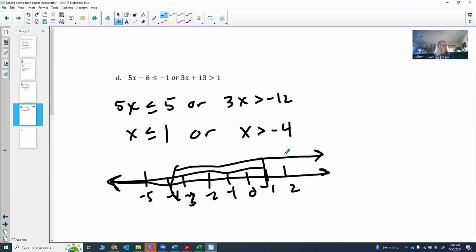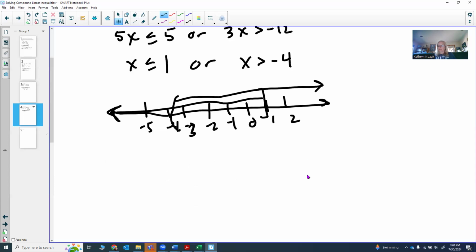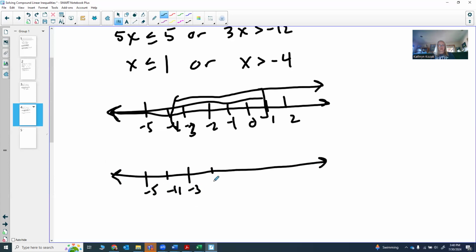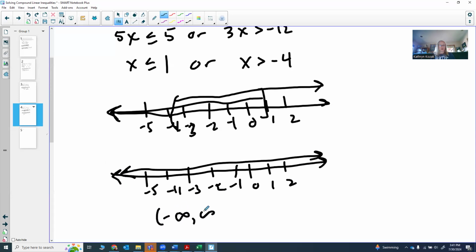The solution, therefore, looks like this, where every number makes the OR statement true. So the solution in interval notation would be negative infinity to infinity, which is all real numbers.